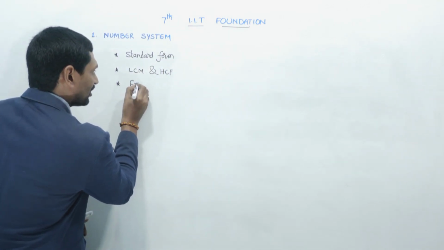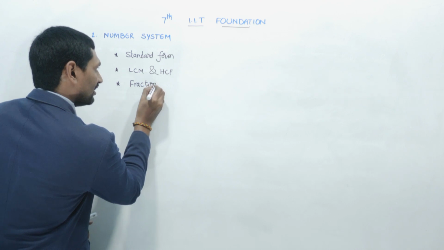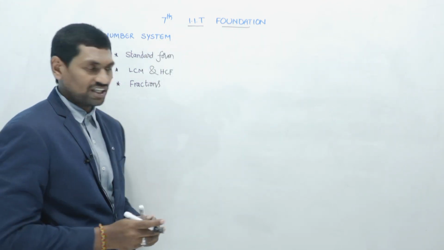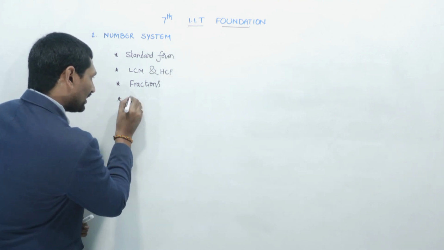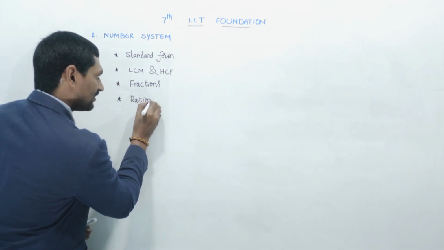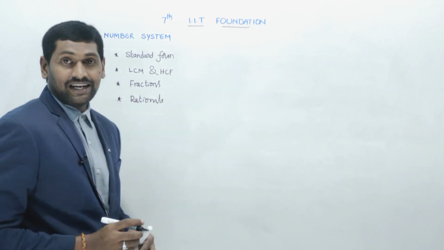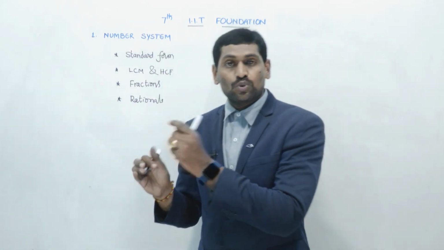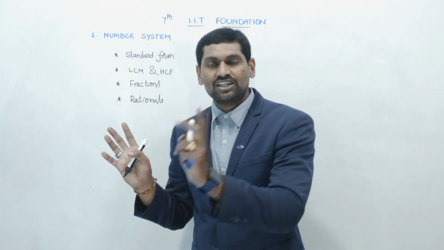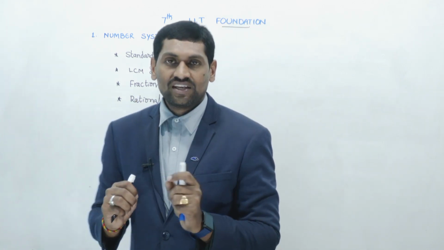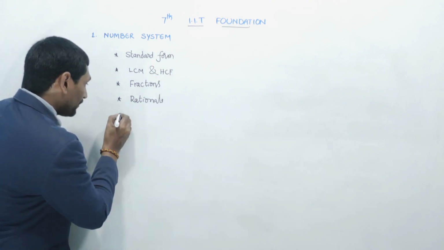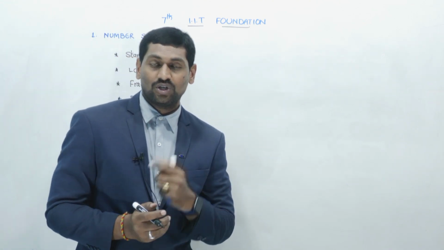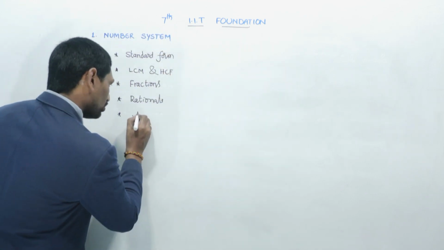Next, we are going to cover the topic of fractions. Fractions also we are going to cover in this number system topic. Fractions and rational numbers: there is a small difference between fraction and rational numbers. While we discuss rational numbers, you will get clarity about it. Now the next topic is absolute values.